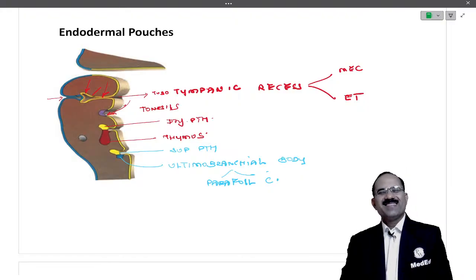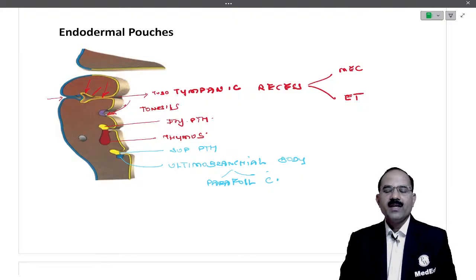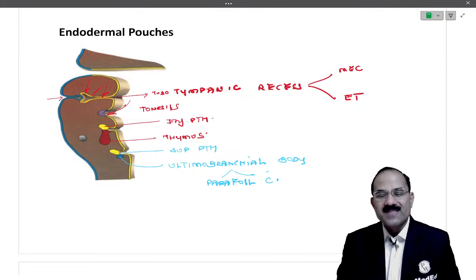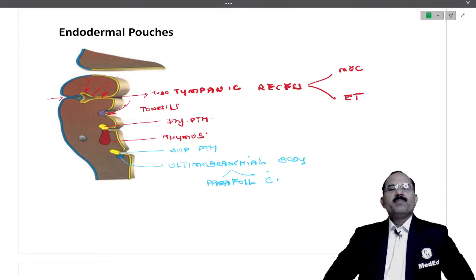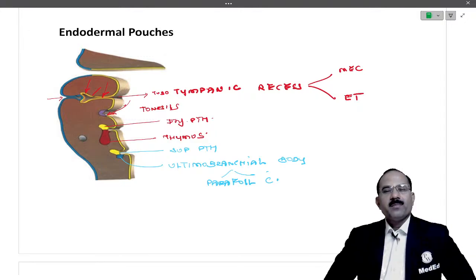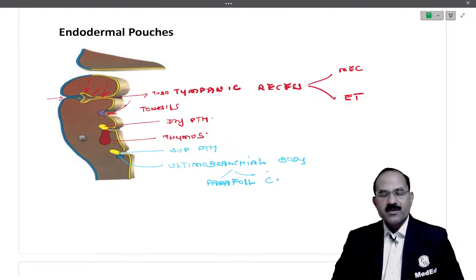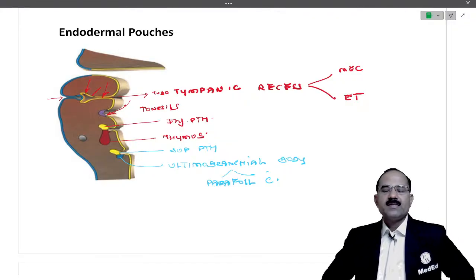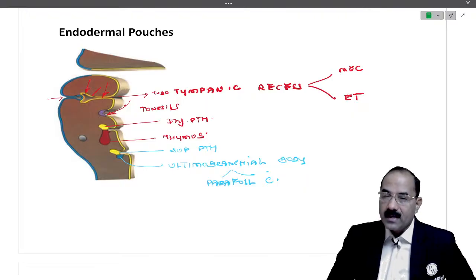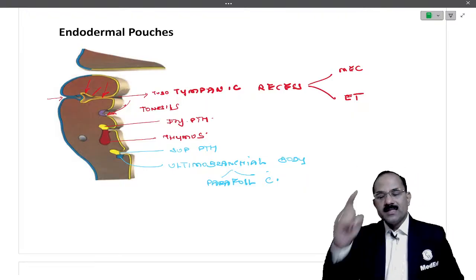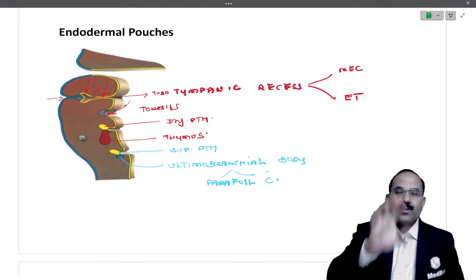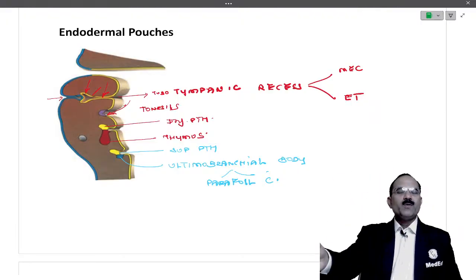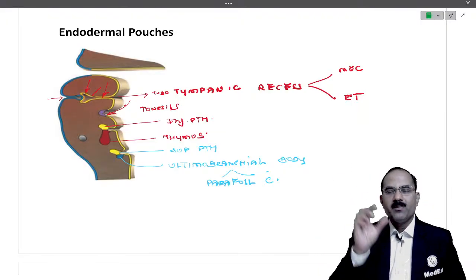Neural crest cells. Yes, very good. Vinay, it is neural crest cells, right? So the ventral part of the fourth joins with the sixth to form the ultimobranchial body, which forms the parafollicular C cells. But recently it has been shown that the parafollicular C cells are derived from neural crest cells. If an MCQ asks parafollicular C cells are derived from, your first answer is going to be neural crest cells. If not in the options, it is the ultimobranchial body.